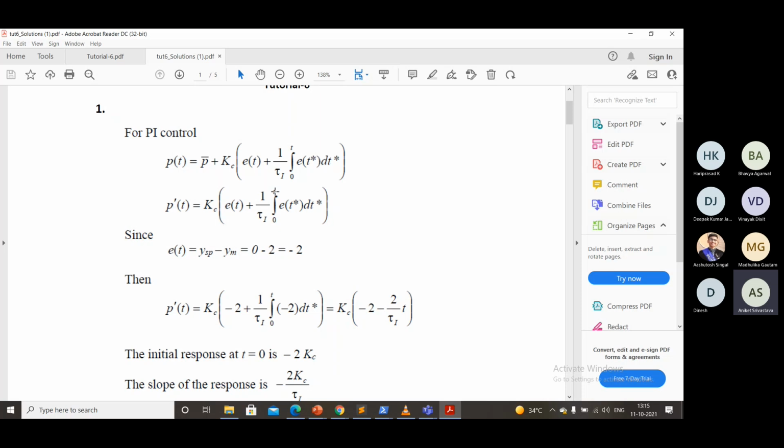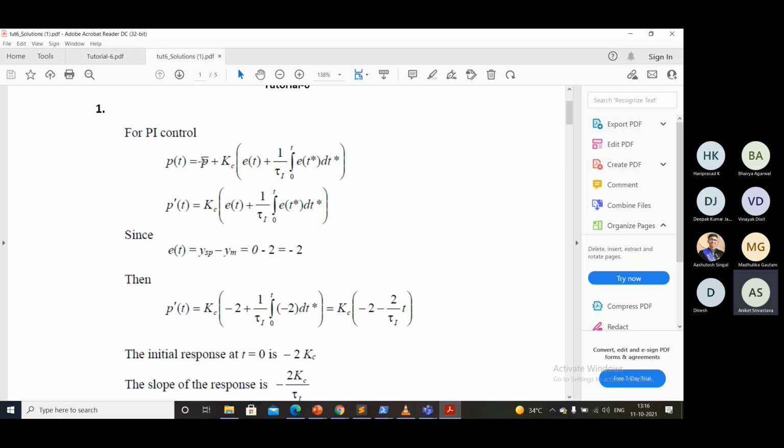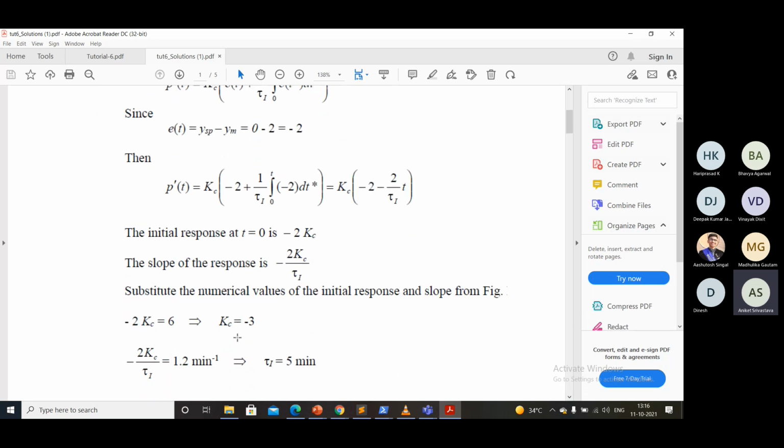As we can see from the graph, the initial y-intercept is equal to 6. That will be equal to -2 Kc according to our equation. Similarly, -2 Kc by tau I will be our slope. So we can equate these two parameters and easily find Kc equals -3 here, and from here we can find tau I equals 5 minutes.